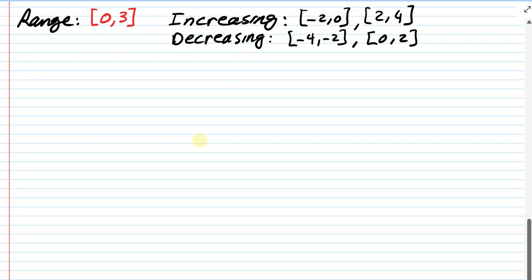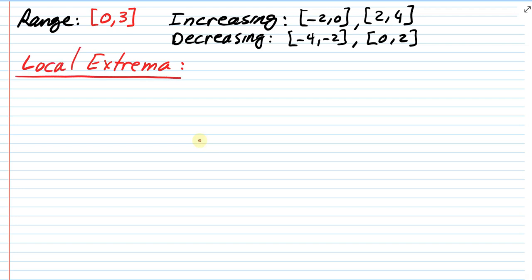Now let's talk about local and absolute extrema, or max and minimum of a function. So let's first begin with local. I'm going to call them extrema. Your book does not call them extrema, but they will call it that in calculus and higher. Okay, so I'm looking at local extrema here. So what do we mean by local extrema?